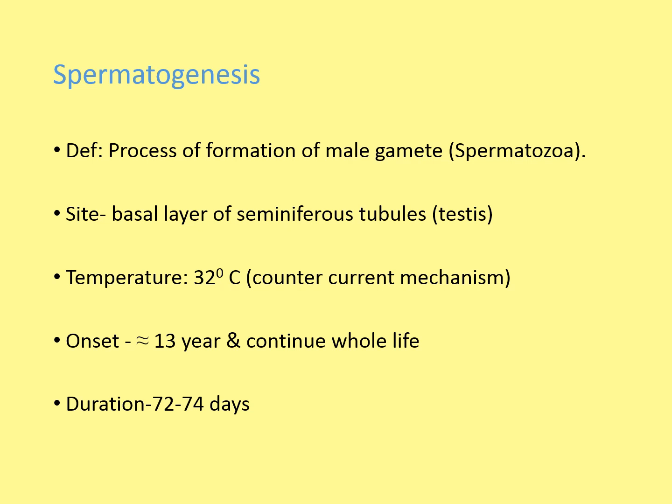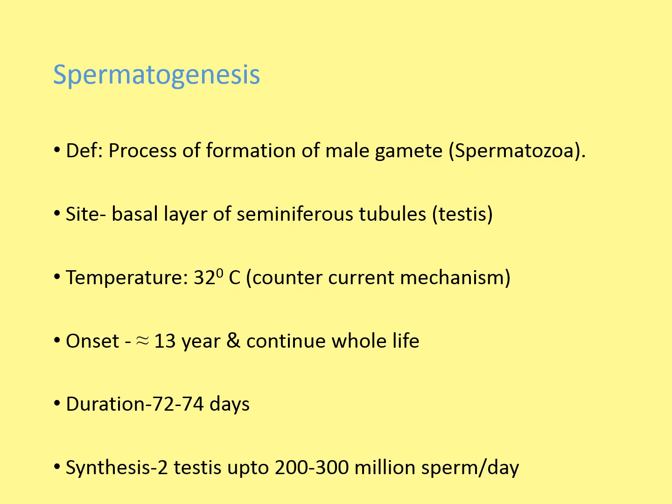Duration of this process: 72 to 74 days are required for spermatogenesis. Two testes together can synthesize up to 200 to 300 million sperm a day. Now let's start to understand the process of spermatogenesis.